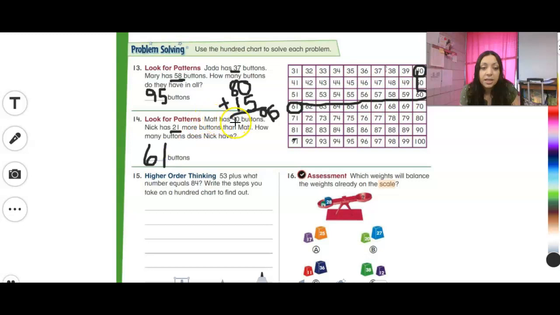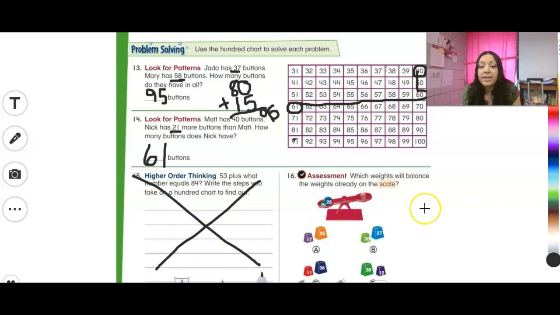Remember, I can check that. Look at my numbers. I have a 4 in the tens column and a 2. 4 plus 2 equals 6. Very good. I have a 0 ones and 1 one. So 0 plus 1 equals 1. So it's got to be 61. Very good. All right, we're going to skip number 15.